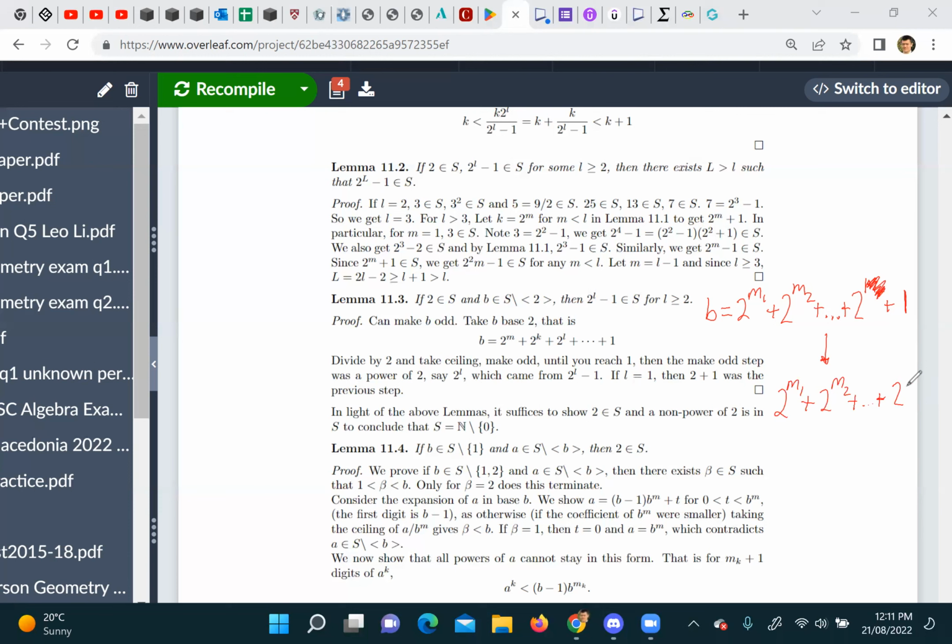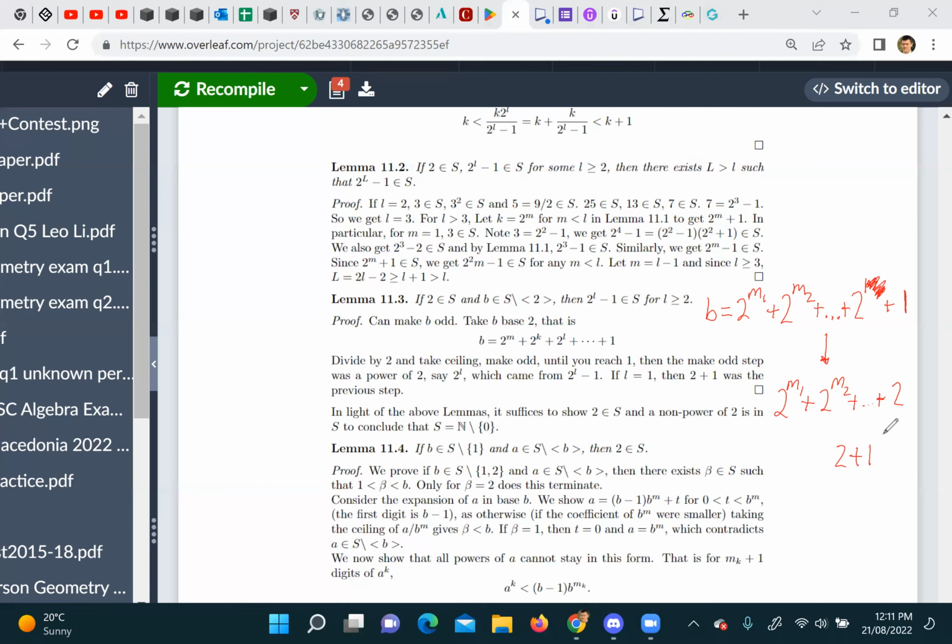Let me think. If it turns into 1, then I think it's all those M1s are not there. Yeah, because if it turns into 1, that means this is not a power. This is a power of 2, right? So that means it was 2 plus 1. Oh, I got it wrong. No, wait, it could be.